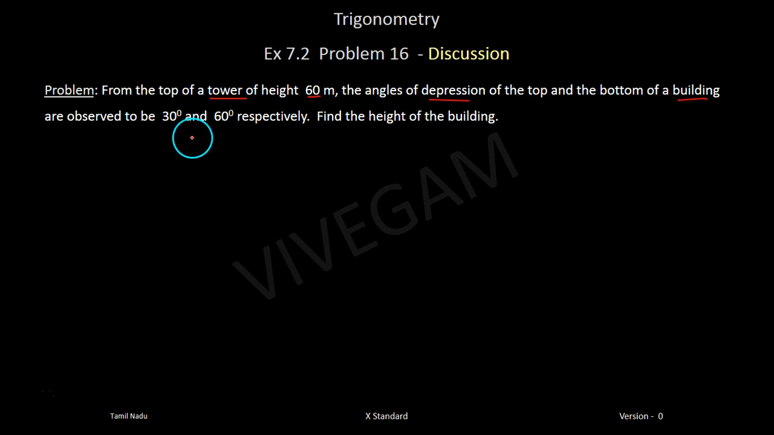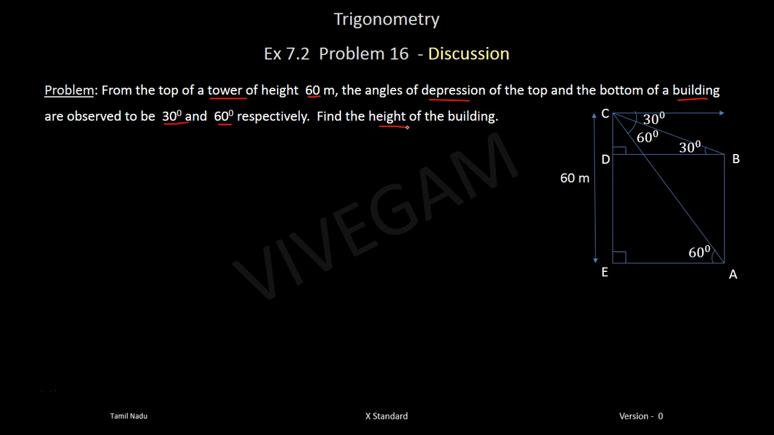So the angles of depression are 30 degrees and 60 degrees. From the tower, they look at the top of the building and the bottom of the building, and they find the angles of depression to be 30 degrees and 60 degrees. And we are asked to find the height of the building. Okay, let's draw a simple diagram.